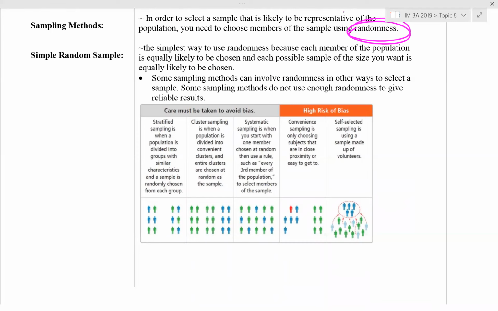Right? So if I want to represent an entire high school, is it a good idea for me to only survey freshmen? No, because are there only freshmen at high school? No, there are sophomores, juniors, seniors, right? And so I need to make sure that I'm using a random method to ensure that I'm getting a result that represents the population better. So the simplest way to use randomness, because each member of the population is equally likely to be chosen, and each possible sample of the size you want is equally likely to be chosen, is a simple random sample. That literally means, think about it like drawing out of a hat.